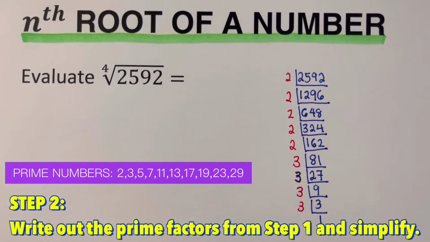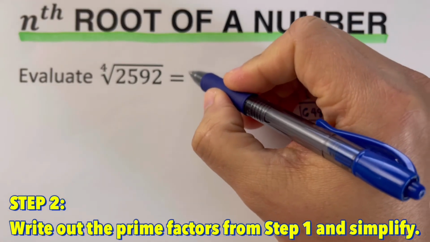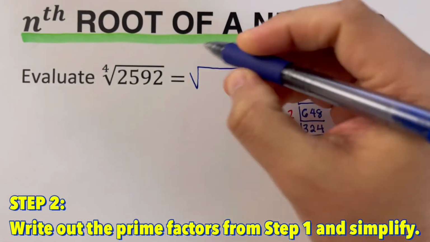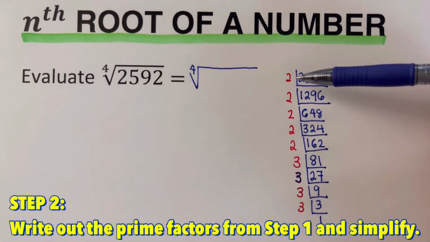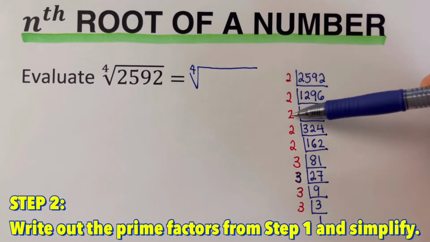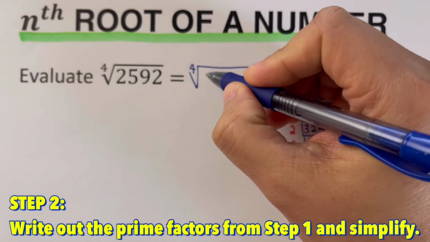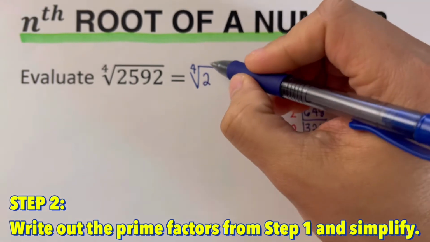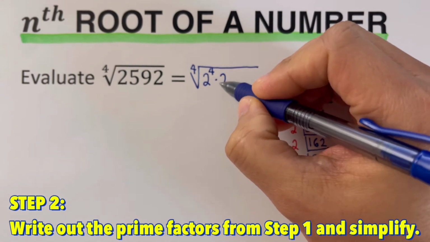2,592. The second step is to write out the prime factors from step 1 and we simplify. So I'm going to go ahead and write that up here. So that is the fourth root of, so I'm going to put 4 right here. Now here's the thing. We are going to write down all the factors in exponential form. So in this case right here, we have 2, 1, 2, 3, 4, 5. There are 5 of them. So I'm going to go ahead and write 2 raised to the power 4. And then we have another 2 raised to the power 1.